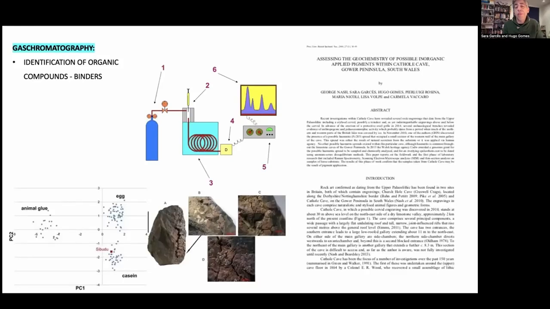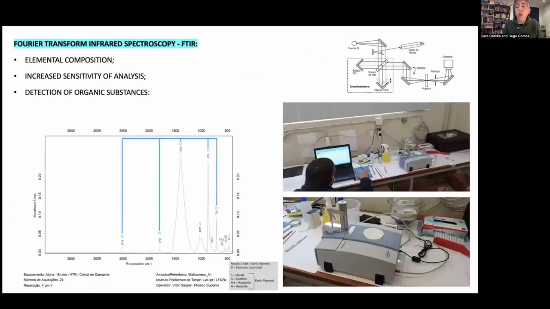Using gas chromatography, of course, this is a kind of consequence. We use a general approach first to identify the materials, and then if we have a suspicion that we have an organic binder, an organic compound inside the pigment, we use gas chromatography to recognize the type, if it's vegetable, if it's animal glue, something that could be mixed with the inorganic part.